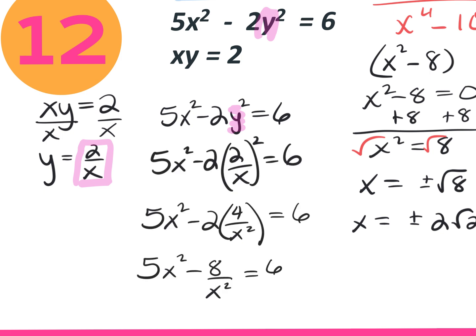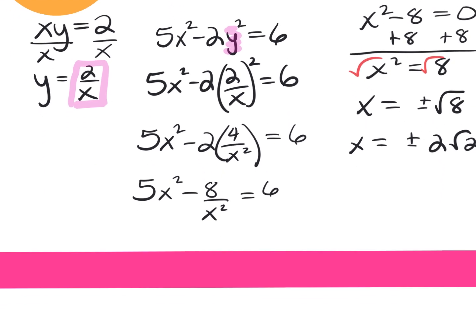And then I'm going to do just like I did above. I want to clear this fraction. I don't want to leave the x squared in the bottom. So I'm going to distribute x squared to all 3 pieces. And then that will clear the fraction. So I'm going to go ahead and distribute.